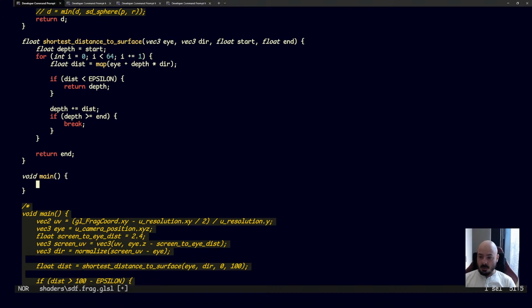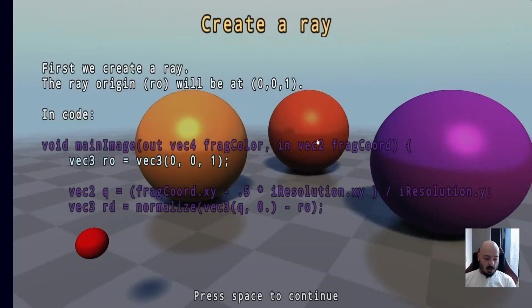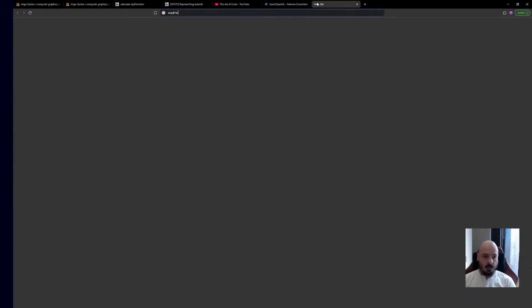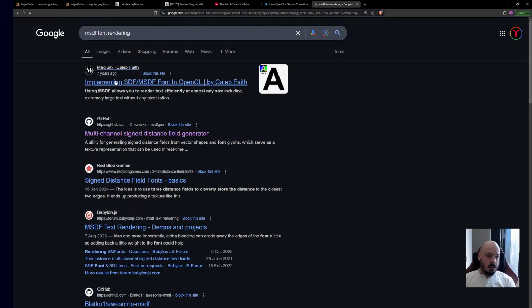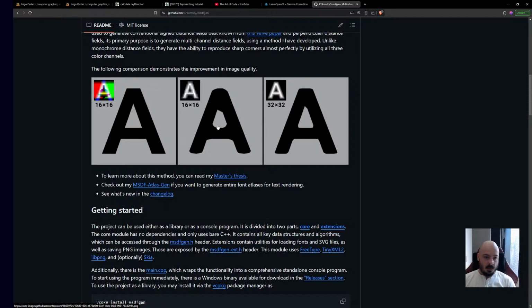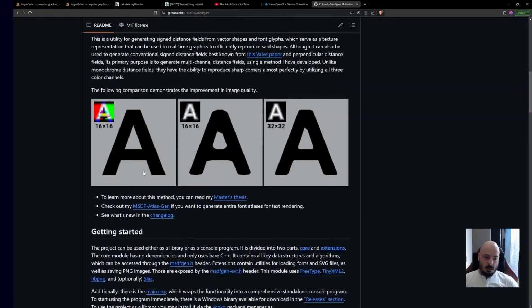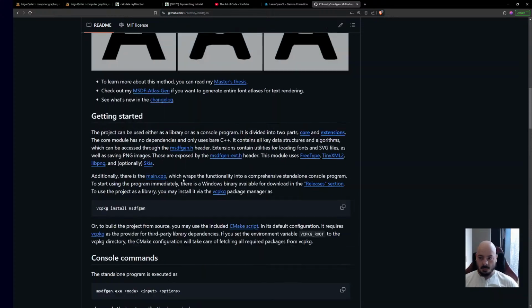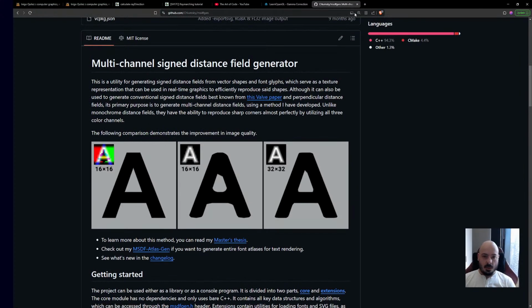SDF works good for smooth shapes. It breaks if you have weird corners. Yeah, that's why I was referring to this MSDF font rendering. So this is what you're talking about here, right? So it's got these breaks here. Looks a little bit round. Whereas with this new technique, multi-channel SDF, helps a bit, but it's not perfect, really. Okay, I used it, and it looked pretty good to me, but I've only used it once, so that's fair. I don't have a lot of experience.